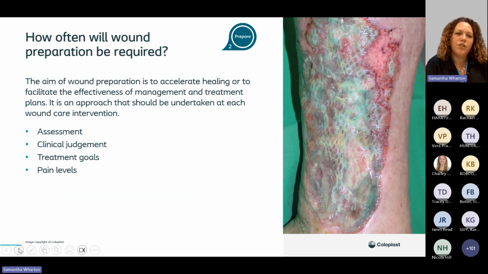How often will wound preparation be required? So that's down to your clinical judgment. If I revert back to that study, we know that the more regularly we cleanse and debride those wounds, the quicker to healing. We know that it's a necessity and it needs to be frequent to actually get the results that you need. And it should be an approach that's taken at every wound care intervention.